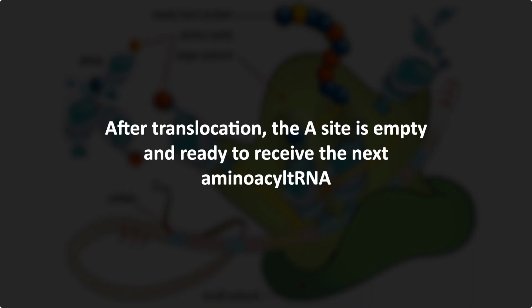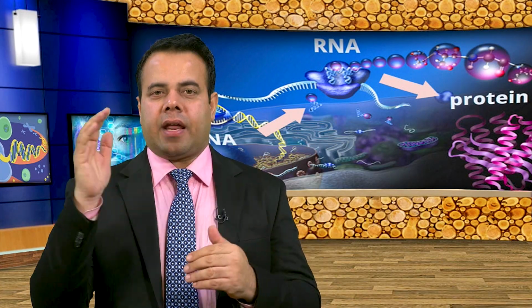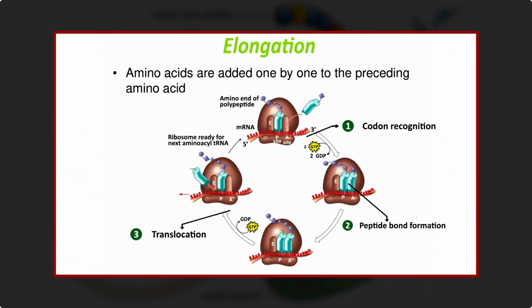During the translocation events, GTP is hydrolyzed to GDP and inorganic phosphate, and elongation factor G is released, ready to bind more GTP for another round of elongation. After translocation, the A site is empty and ready to receive the next amino acyl tRNA. The A site and the E site cannot be occupied simultaneously. Thus, the deacylated tRNA is released from the E site before the next amino acyl tRNA binds to the A site to start a new round of elongation.